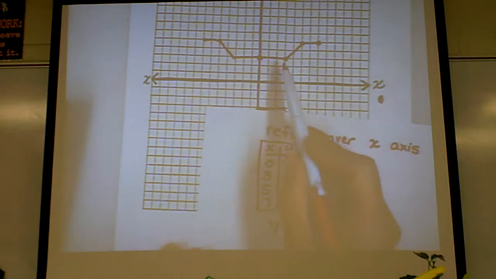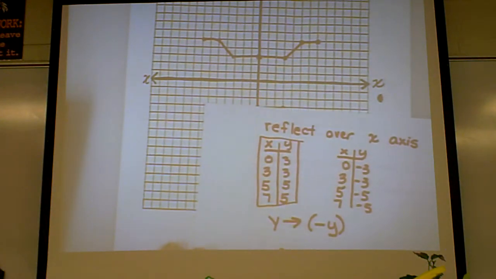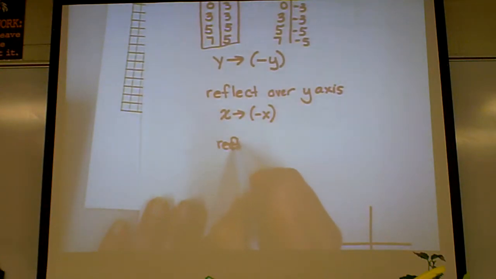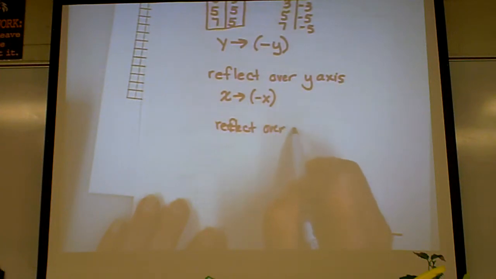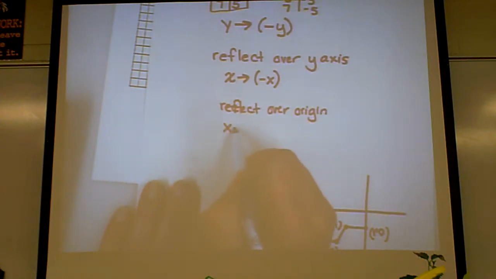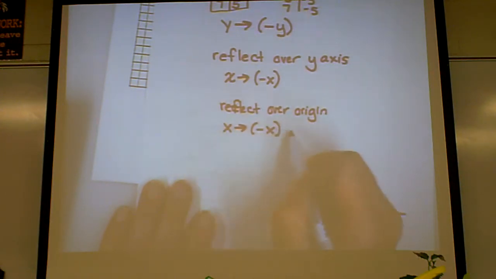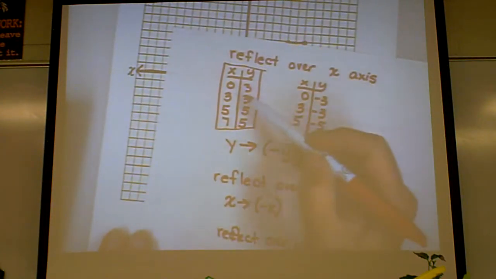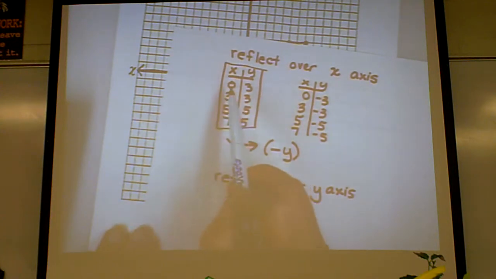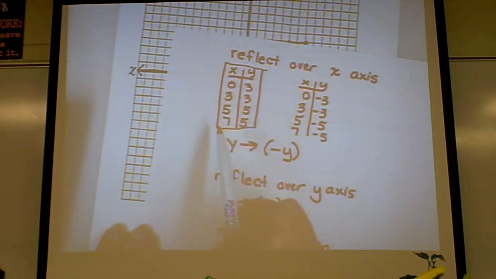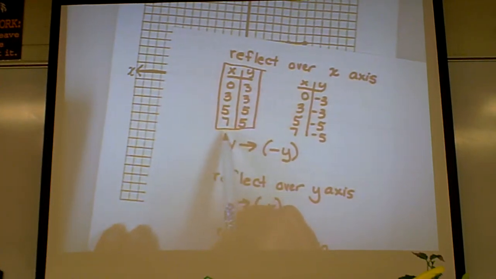What if we wanted to take this picture and reflect it over the origin? What would we do? Both change, both of them. So you're going to take all of these ordered pairs and you're going to graph 0, -3, then -3, -3, then -5, -5, and -7, -5. Okay?